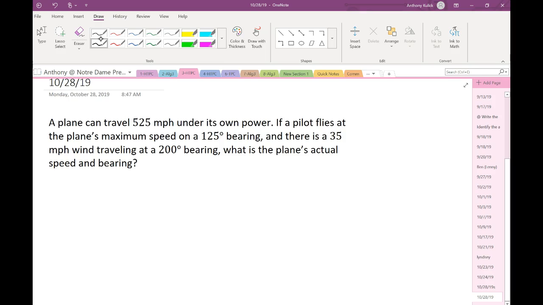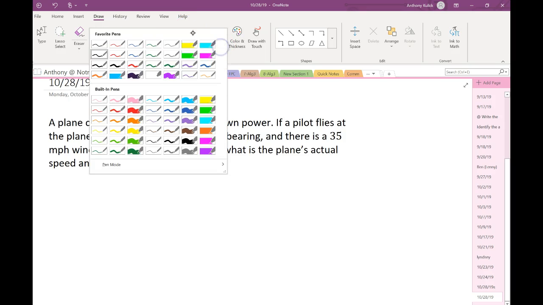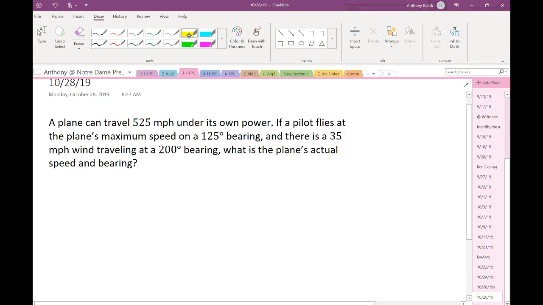So it says a plane can travel 525 miles per hour under its own power. If a pilot flies at the plane's maximum speed at 125-degree bearing, and there's a 35 mile per hour wind traveling at a 200-degree bearing, what is the plane's actual speed and bearing? So notice that this problem is very much like the bearing problems we've done before. We're going to break this into two pieces.